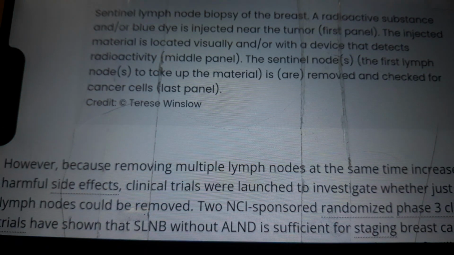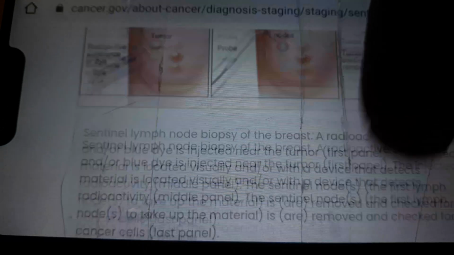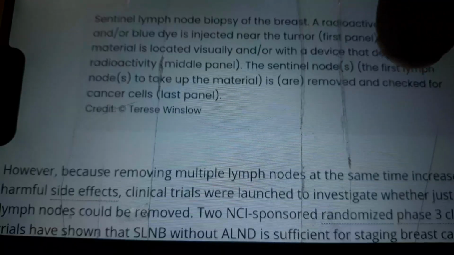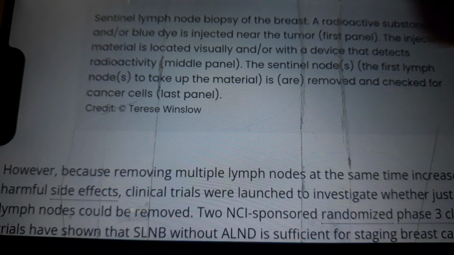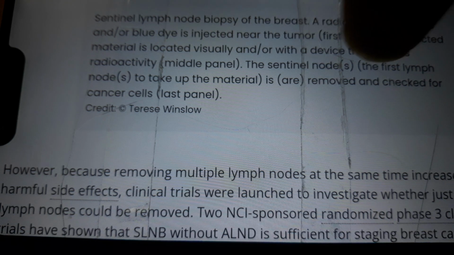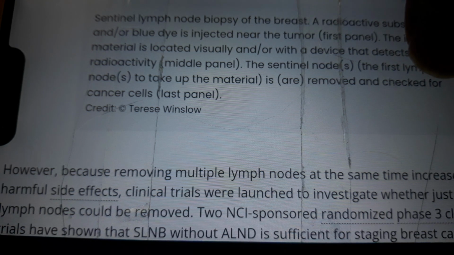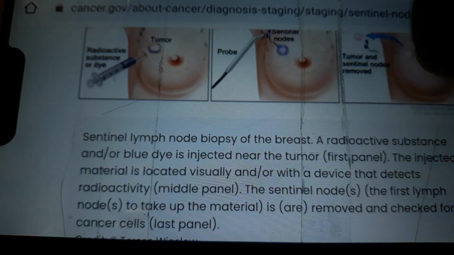Sentinel lymph nodes, right? Before the biopsy of the breast, a radioactive substance and/or blue dye is injected near the tumor. Just a repeat of the theoretical part of it, showing you the illustration. The injected material is located visually and with a device that detects radioactivity, the middle panel here. Right, the sentinel node, the first lymph node to take up the material, is or are removed and checked for cancer cells, in the last panel here.